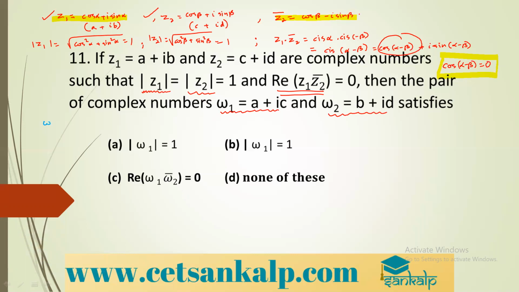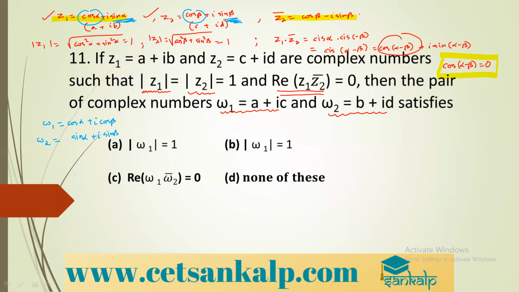So clearly W1 will be A, A is cos alpha plus i C, C is cos beta. And what is W2? B, that is sin alpha plus i D, D is sin beta. So you can see here B is sin alpha, D is sin beta. This is how I have taken W1, W2.